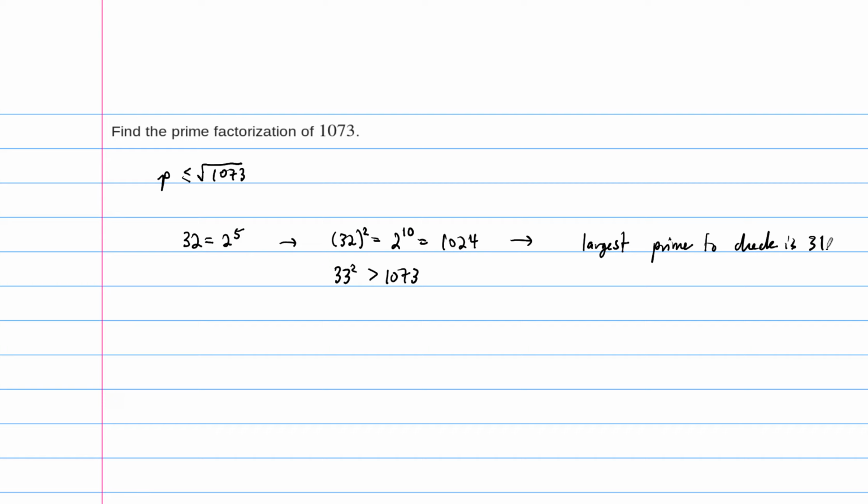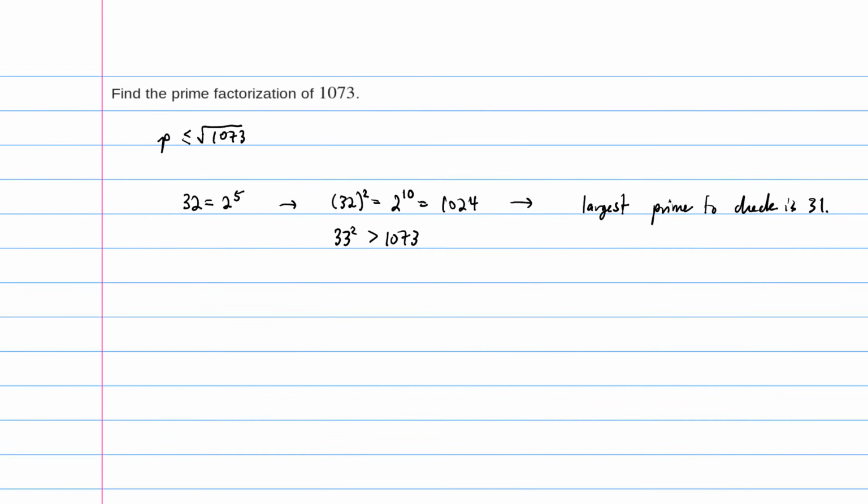That doesn't mean that it's the largest prime factor of our number. It just means that if there's a prime number larger than this that is a factor of our number, it must be multiplied by a companion factor that's smaller than this. Alright, so that's why we have to check that.